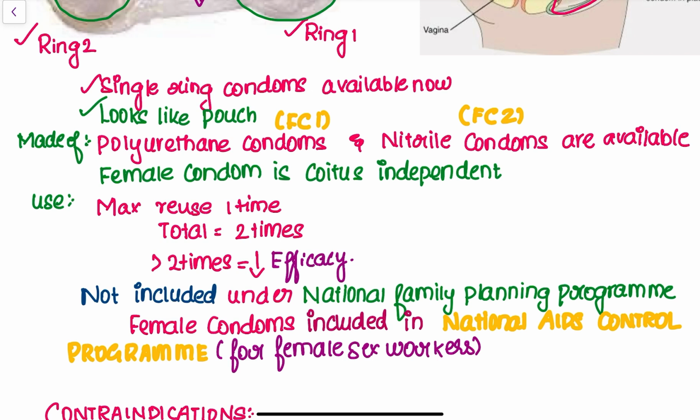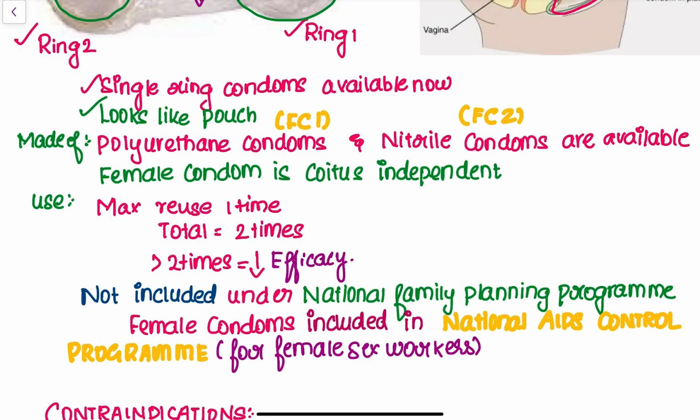And the most important point to remember here is that the female condom is actually coitus independent. What do you mean by coitus independent? I told you that the male condom is actually coitus dependent. That is, the male partner has to wear the male condom before having any act of coitus. But on the contrary, the female condom is coitus independent, which means that the female can wear it any time during the day, right? It is not necessary that she has to wear this condom only during the act of coitus. She can also wear it half an hour before the act of coitus, and she can remove it after the act of coitus. It is very clear.